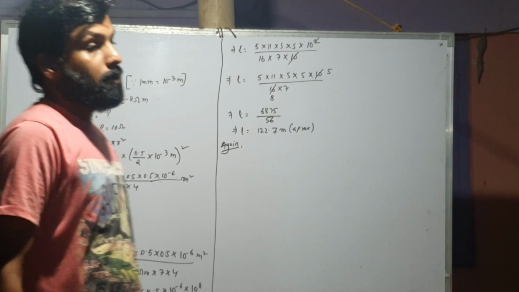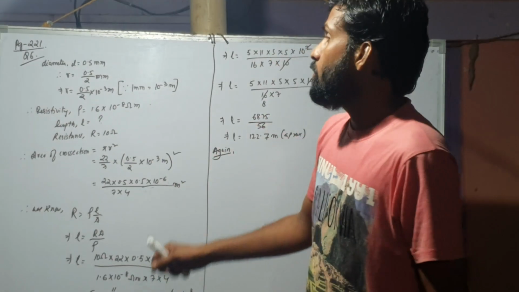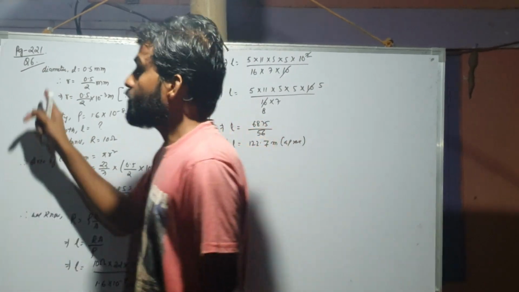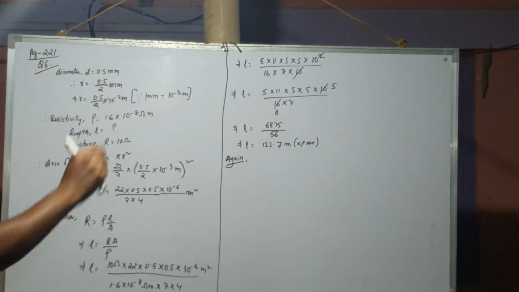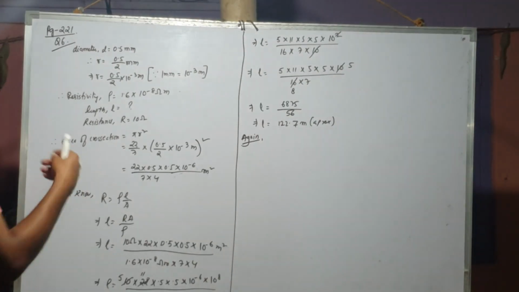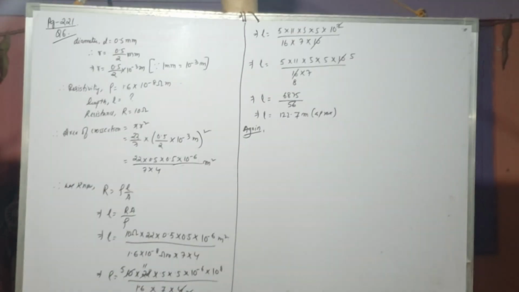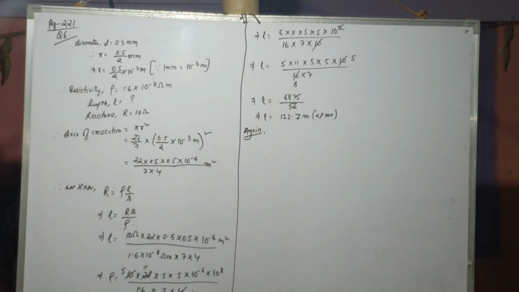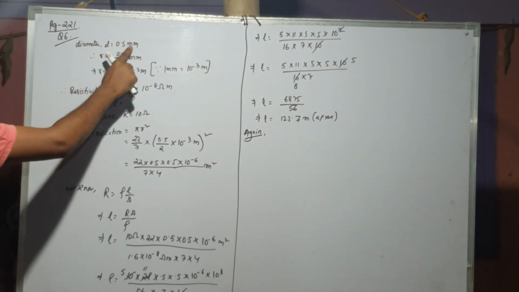Okay, so our next question is from your page number 221, question number 6. Very important question. This question came in 2019 also. Not the same question, but the question which is in your example. Who knows, next time you might get this question also. Now in this question, they say a copper wire of diameter 0.5 mm.